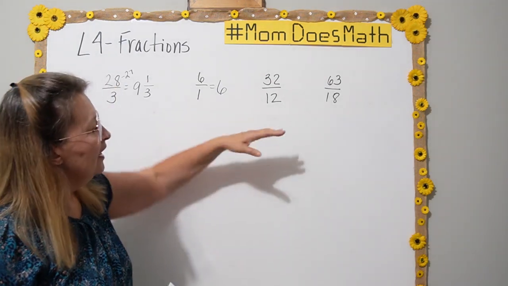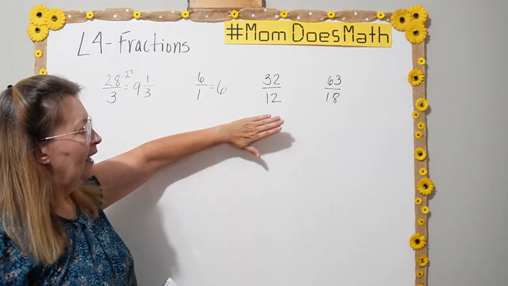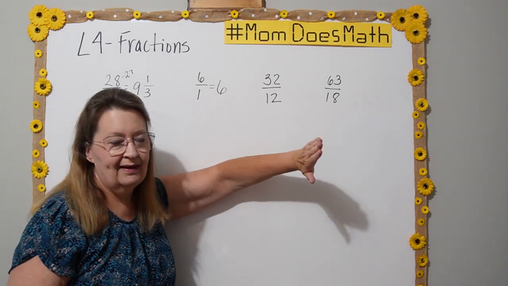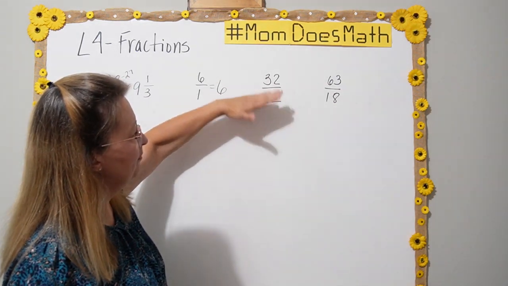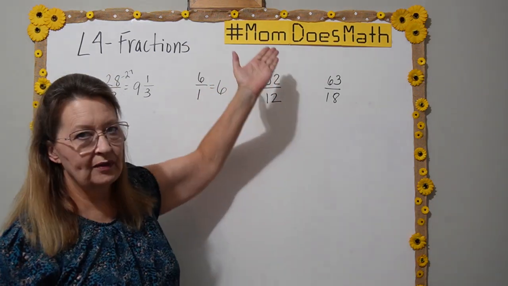Okay? Now on this one, I'm going to show you the cheater way. Because you could, and it's not that hard. You can just say how many times will 12 go into 32 without going over.